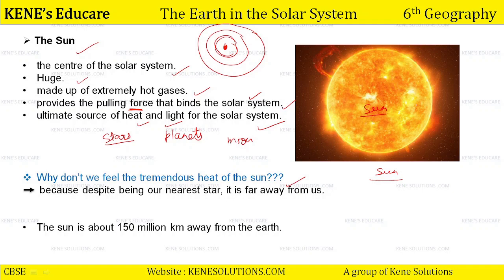Now a very important question is, why don't we feel the tremendous heat of the sun? You know that it is made up of extremely hot gases. You can see the sun here burning like a fireball. But why don't we feel the tremendous heat? Because despite being our nearest star, it is still very far away from us. It is nearly 150 million kilometers away from the earth. This is why we can't feel the tremendous heat of the sun. We just get a very measured heat and light emitted by the sun.